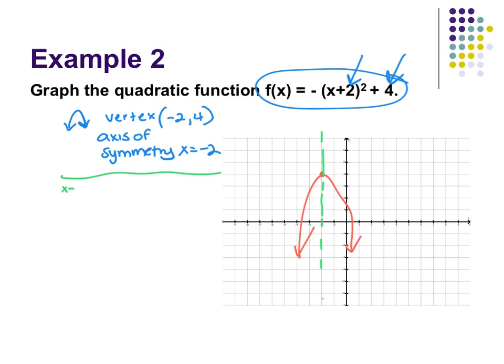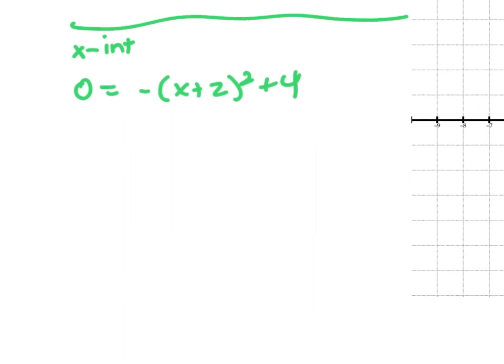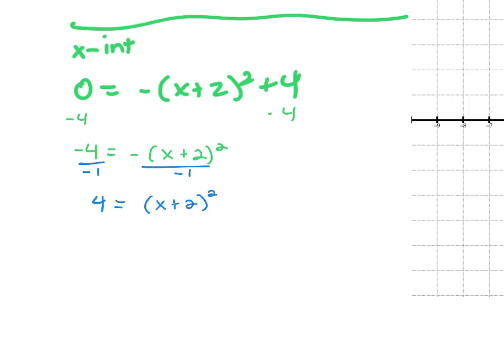So my x-intercepts, I'm going to set y, which is f of x, plug 0 in for that. 0 equals negative (x plus 2) squared plus 4. So then I'm going to subtract 4 from both sides. Divide or multiply by negative 1. Square root, but when I square root, what do I have to make sure I do? Plus and minus on the other side, right? So x plus 2 equals plus and minus the square root of 4, which is 2. And then subtract the 2.